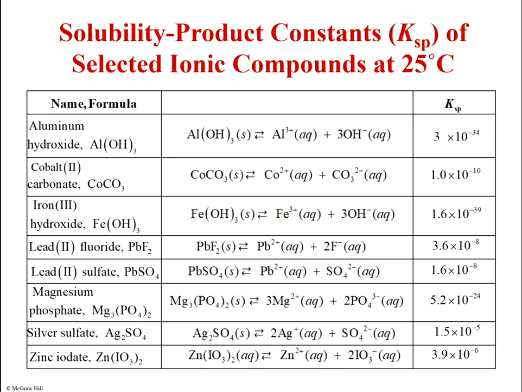Here are a series of solubility product constants for some common important ionic compounds. There are many thousands of these that are known. So you can see aluminum hydroxide, cobalt(II) carbonate, iron(III) hydroxide, and so forth. The corresponding KSP values tend to be very small numbers. Typically, these insoluble materials will have KSPs on the order of 10 to the minus 4 to 10 to the minus 5 or below.